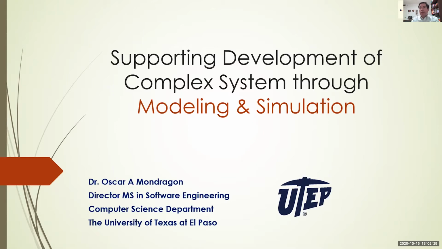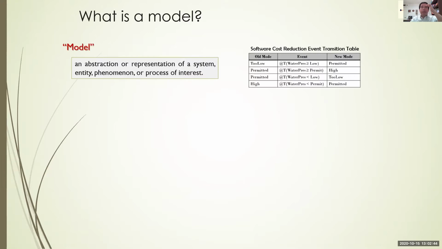So the emphasis of this presentation today is for us to understand the meaning of a model and a simulation. What are their characteristics? How do models and simulation interrelate, and why are they important? And how do we build them? And when can we apply them? Okay, so let's start. What's a model? It's an abstraction or representation of a system, entity, phenomenon, or process of interest.